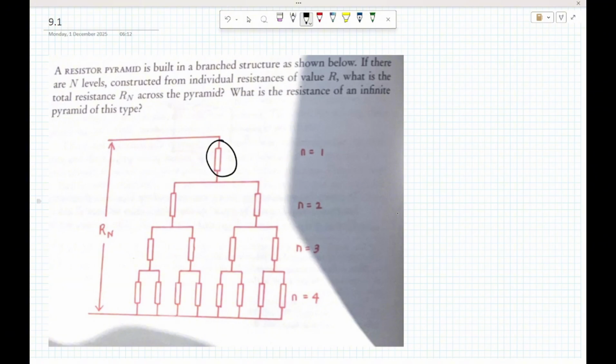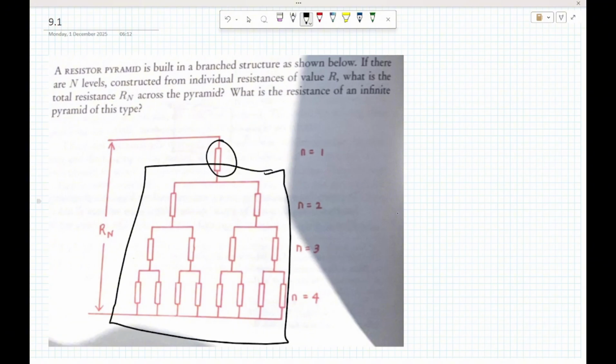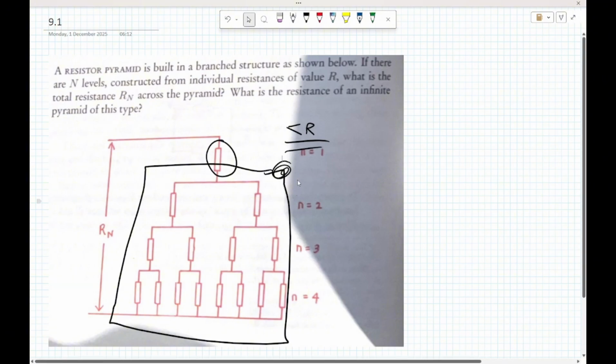To think about this, we know that in parallel circuits, the total resistance is always less than the minimum resistance of one of the components. So because all the resistances here have a resistance of R, we know that this entire system is going to have a resistance that is less than R. So all of this is going to be less than R.